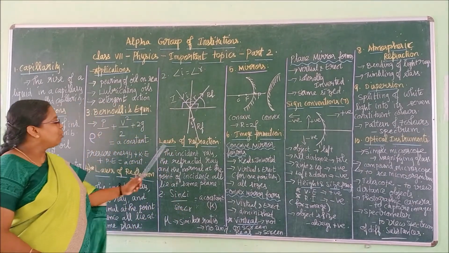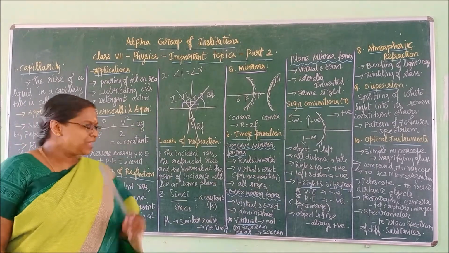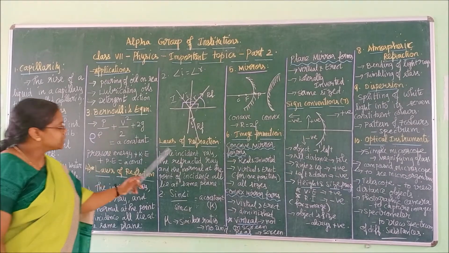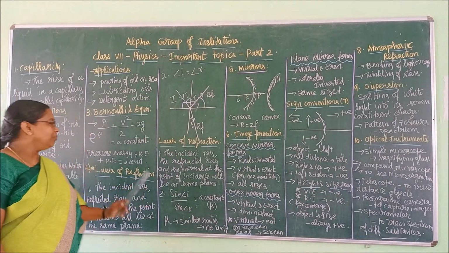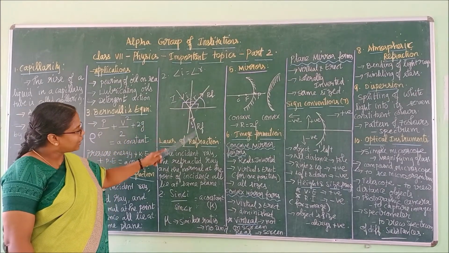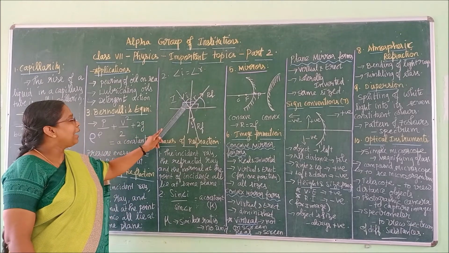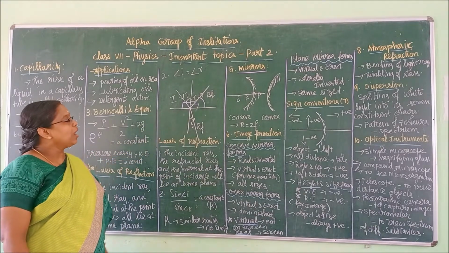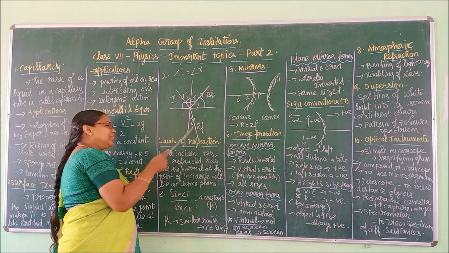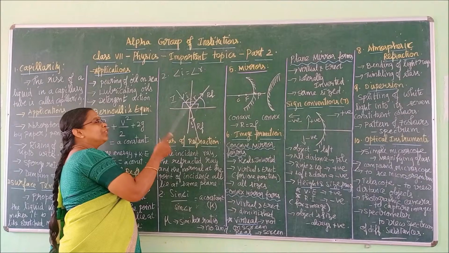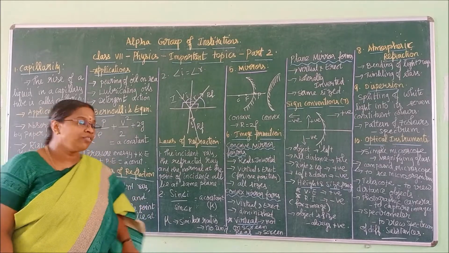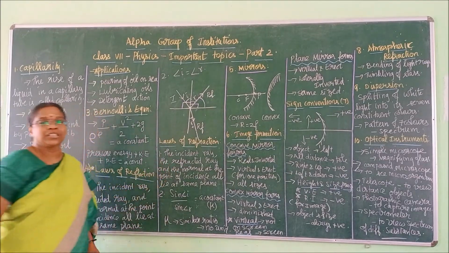Right children? Now coming to the laws of refraction. Similar points but with a little change. What does the point say? I'll explain the diagram. The incident ray, the refracted ray and the normal at the point of incidence all lie in the same plane. This is your first point of the laws of refraction.